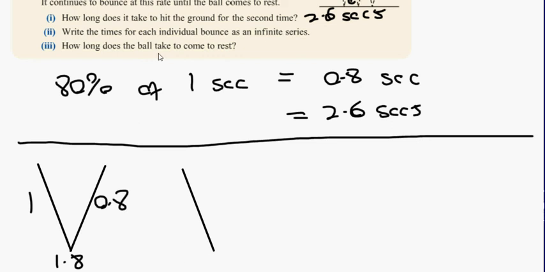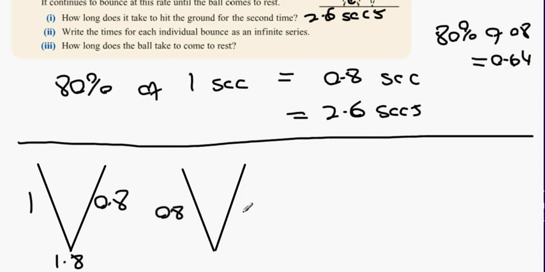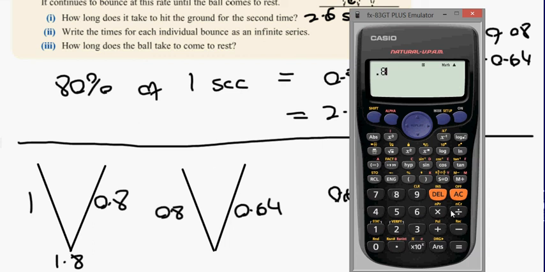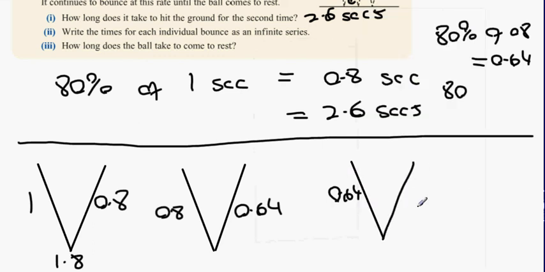On bounce 2, you go down 0.8. And then you go up 80% of 0.8, and 80% of 0.8 equals 0.64. So then you come up 0.64, and then on the third bounce you're dropping down 0.64, and you're going to rise up 80% of 0.64. So 0.8 of 0.64 is going to be 0.512, and then you add them together.